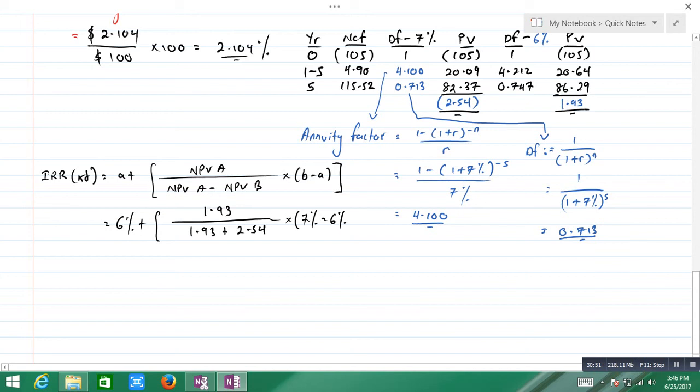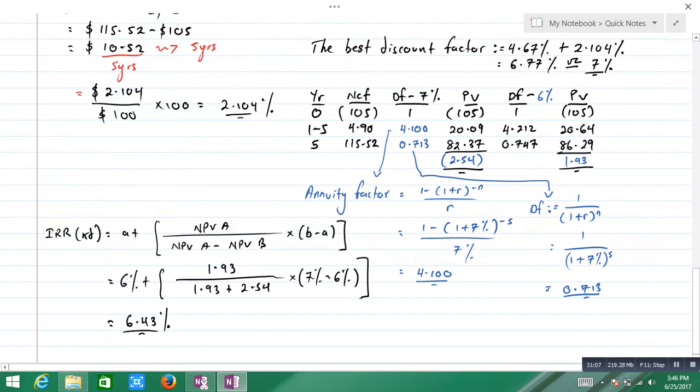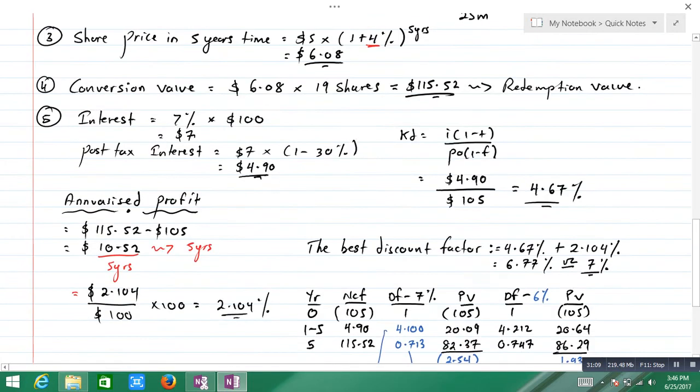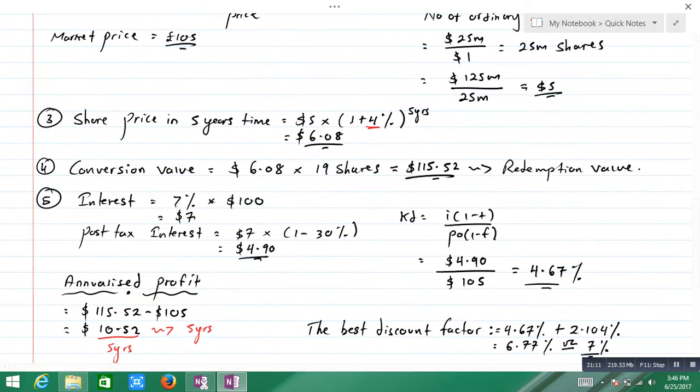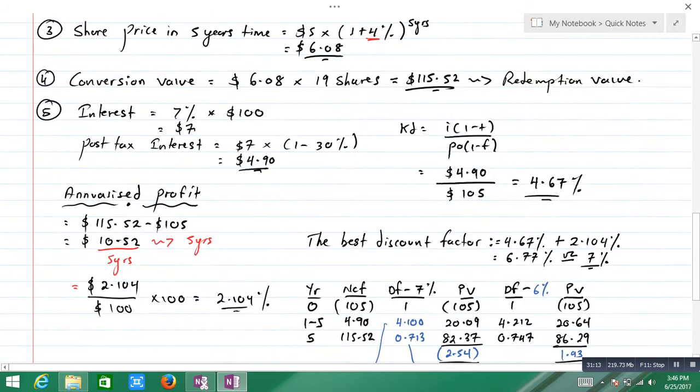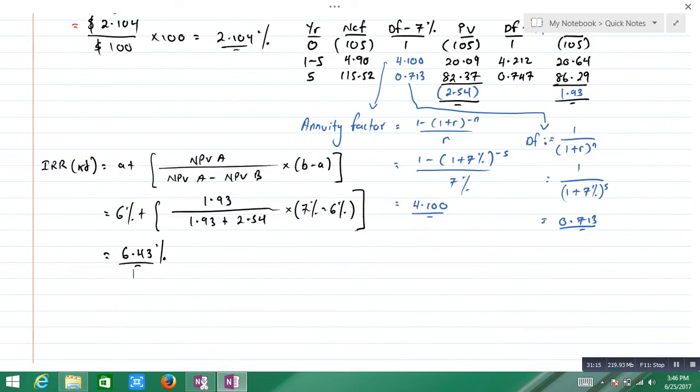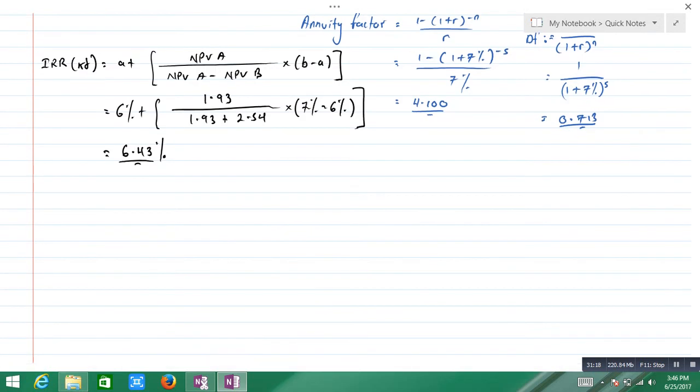It's quite a long working for the cost of debt because we have some adjustments to be done, finding the market price and so on. So that will give you the 6.43 for the KD. Next, don't forget we have cost of preference. We have preference shares in this question. Cost of preference, KP, equals D over P0 minus F.